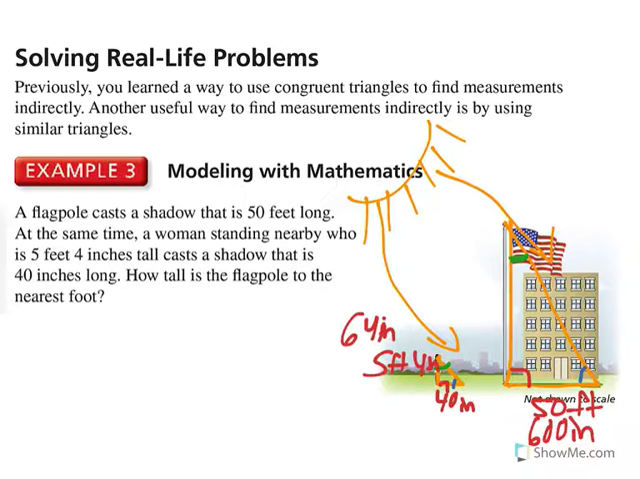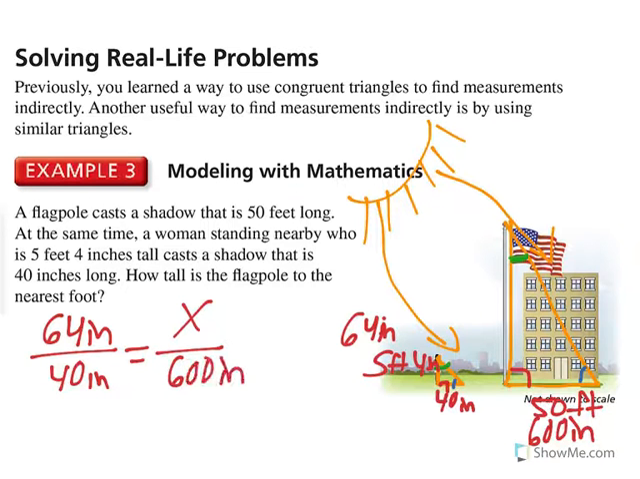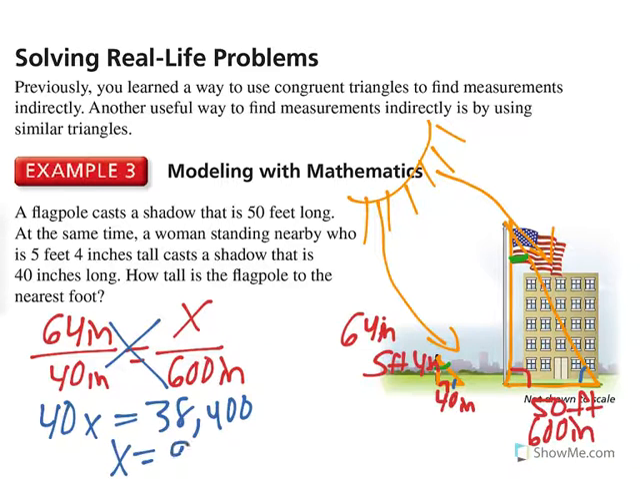Okay, so now that I have it all in the same units, I can say that her height of 64 inches would compare to her shadow of 40 inches. And this would equal the flagpole's height over the flagpole's shadow. So now all I have to do is cross multiply and solve. So I would end up getting 40x is equal to 38,400. Divide that by 40. And I get x is 960 inches. It does ask for the nearest foot, though, so I'm going to divide it by 12 to convert it back, and I get 80 feet.